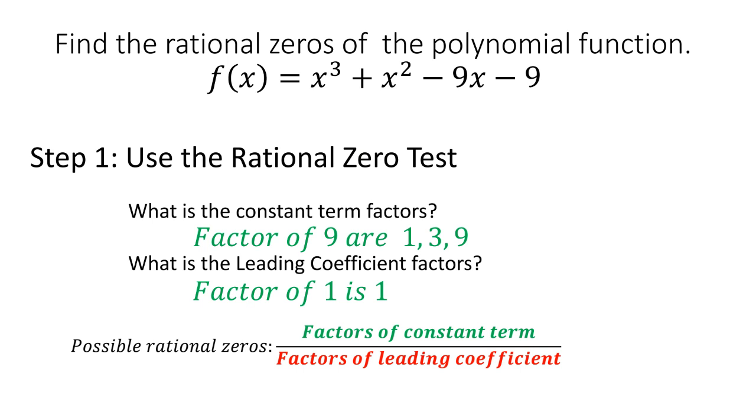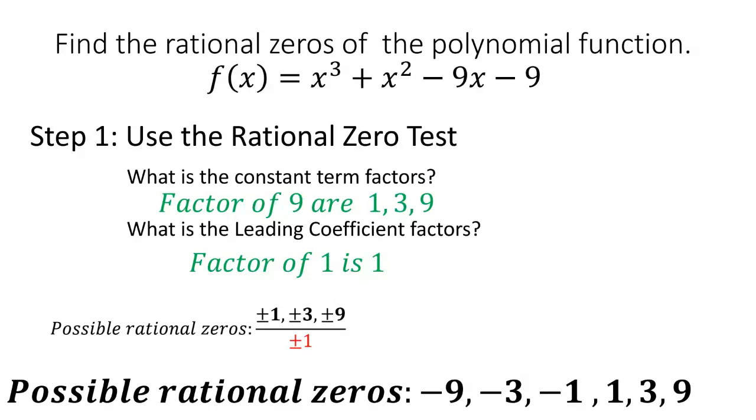Again, I am not interested in the sign of the value of the constant because I'm going to be looking at all the factors, the positive and negative factors of 9. So I'm not interested that it's a negative 9. I'm going to divide these by the factors of the leading coefficient, and in my case, the leading coefficient is a 1. So I'll be looking at all the factors of 1.